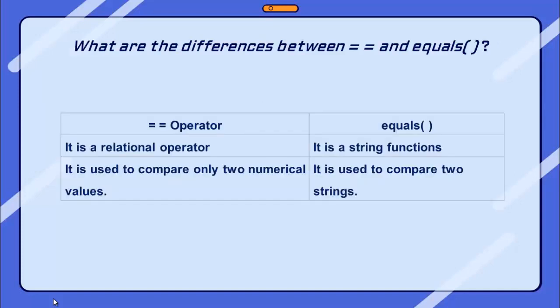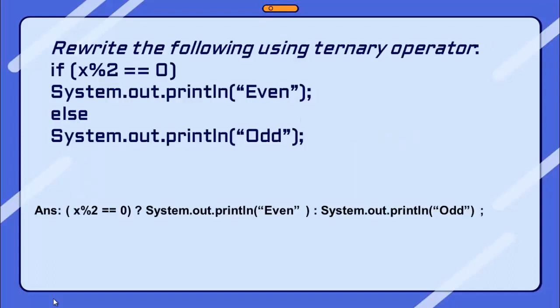The next example will be == and equals. So == is a relational operator. Here equals is a string function. It is used to compare two numerical values. It is used to compare two strings. So these are the examples.